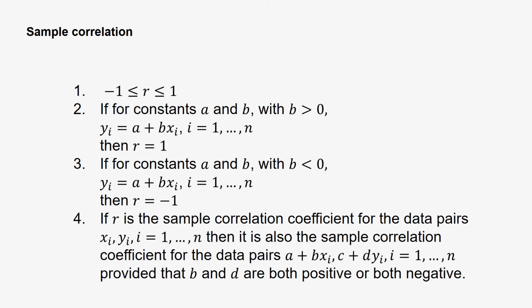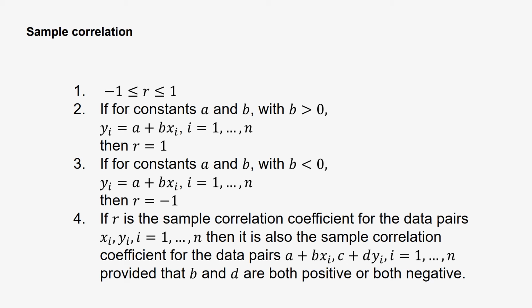Let us now look at the properties of the sample correlation coefficient. Property 1 says that R is always between -1 and +1. Property 2 says that R will equal +1 when there is a straight line, that is to say a linear relation between the paired data, such that large y values are connected to large x values. Property 3 says that R will equal -1 when the relation is linear and large y values are attached to small x values.